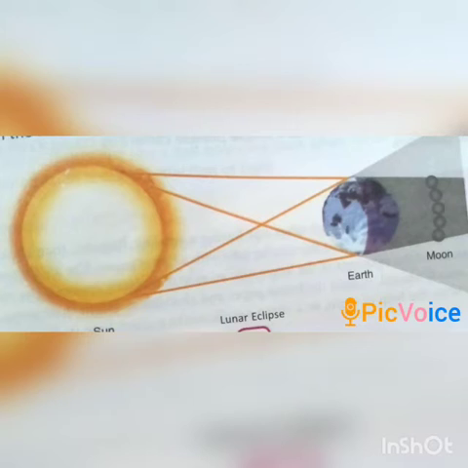This type of eclipse occurs on a full moon day when the sun, the earth, and the moon happen to be in a straight line with the earth in between the sun and the moon. That means when the earth comes between the sun and the moon, it is a lunar eclipse. And when the moon comes in between the earth and the sun, then it is a solar eclipse. And these two eclipses are the result of the formation of shadows.